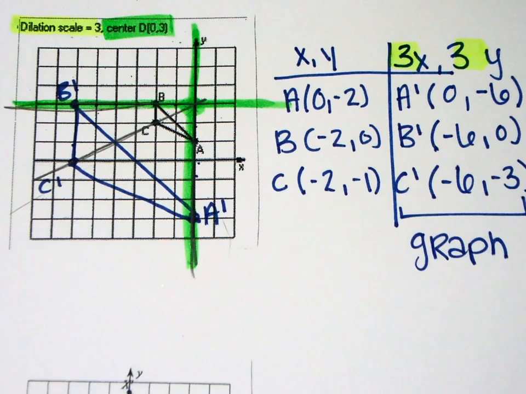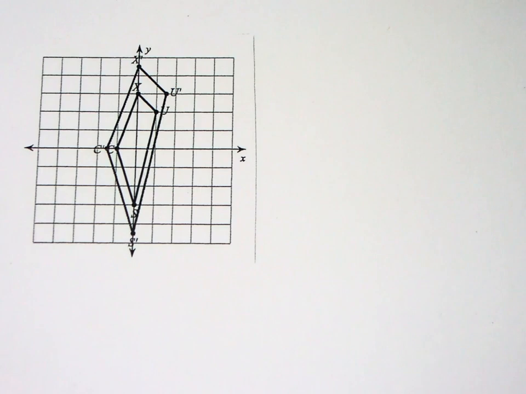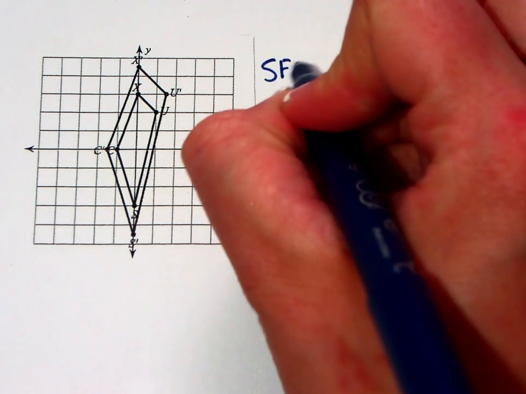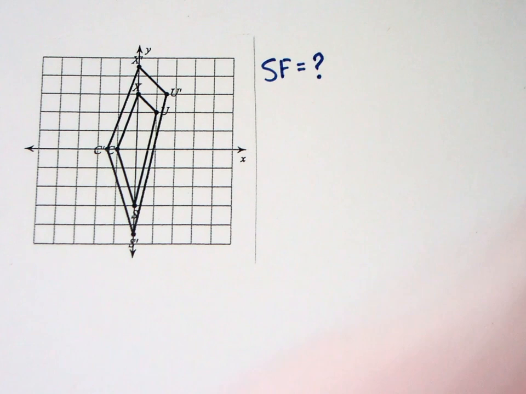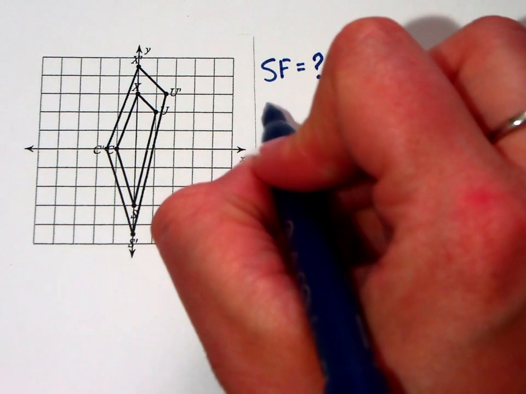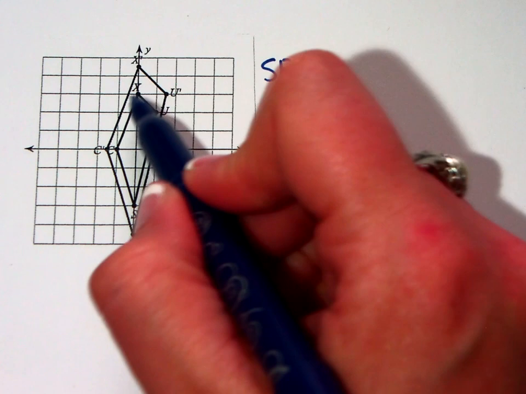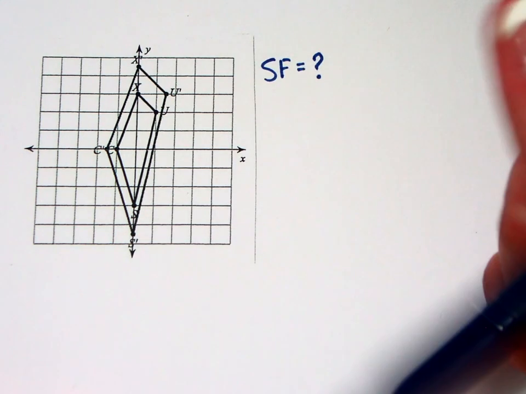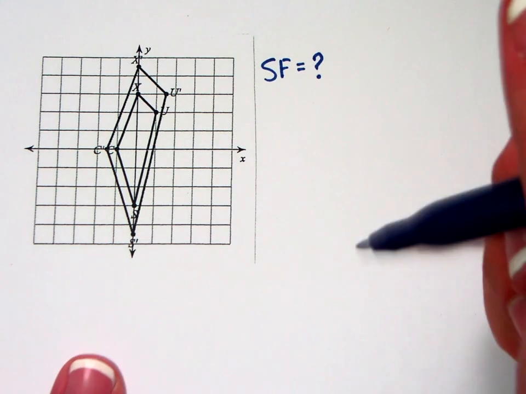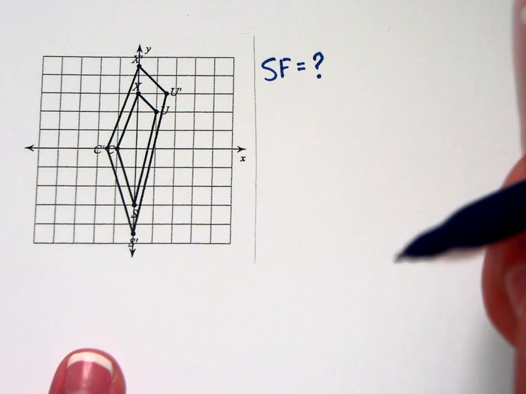The final problem is you developing the rule. So given this, you're supposed to find out what the scale factor is. Scale factor equals what? We don't know. Remember, you're always going to go from prime, or no primes to prime. So image to pre-image, or pre-image to image. I'm sorry, I totally messed that up. Let me start over.